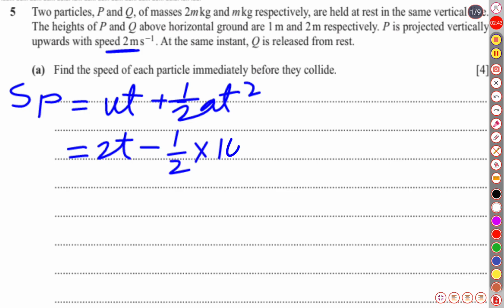Half of 10 and t squared. So finally it has become 2t minus 5t squared. Well, this is the displacement or height of the particle P from the ground. Now we are going to find the height of the particle Q when it collides.